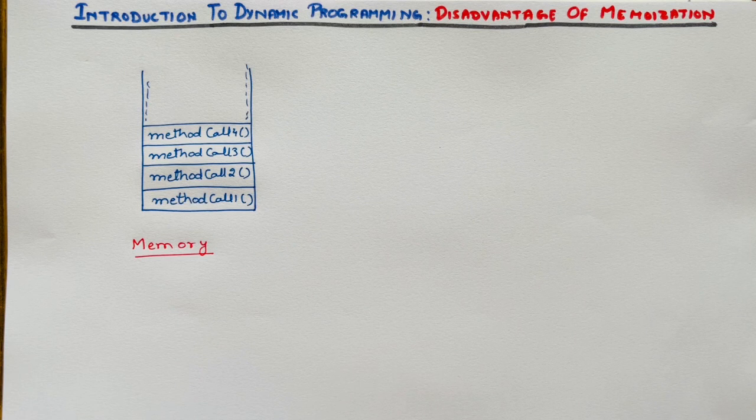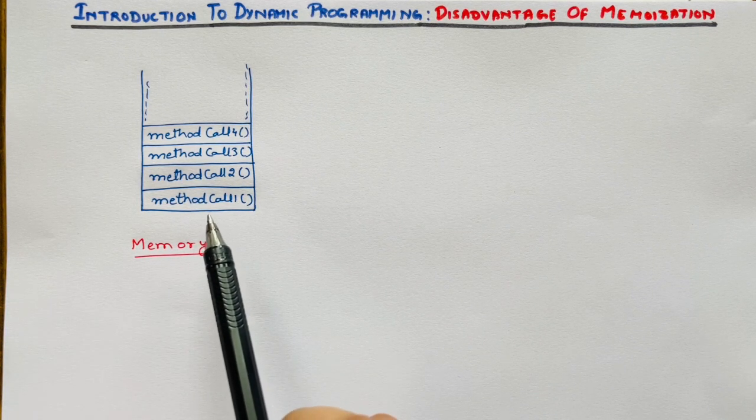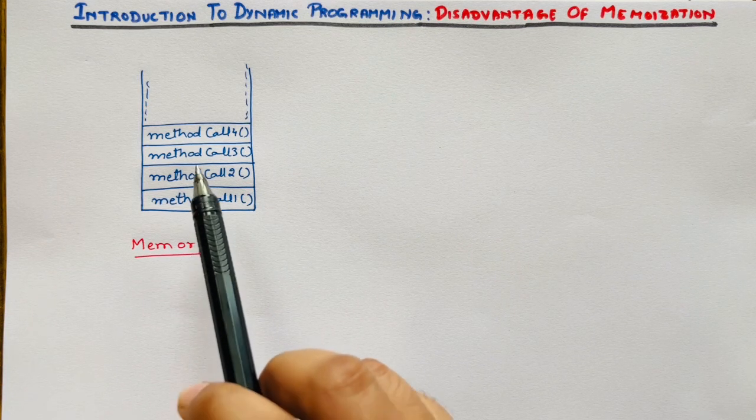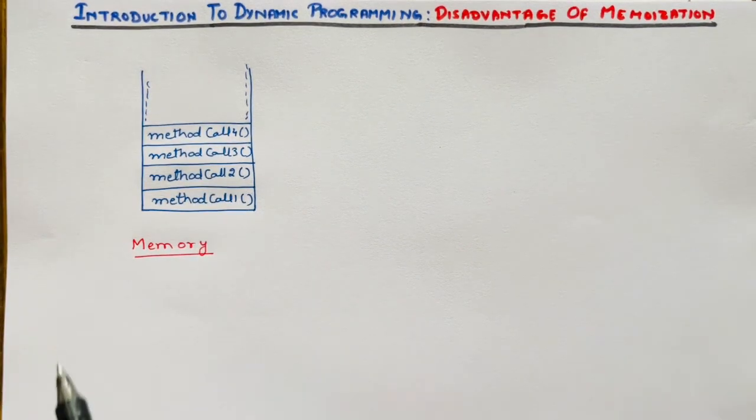There is also a disadvantage of using top-down dynamic programming. Top-down dynamic programming uses recursion. So the disadvantage of recursion comes here also. What is that disadvantage? In recursion, we make the call to the recursive method one by one till we reach the base condition.